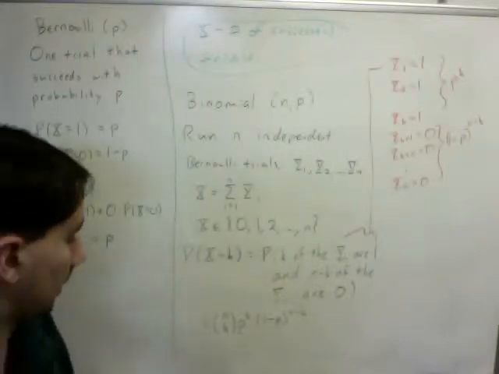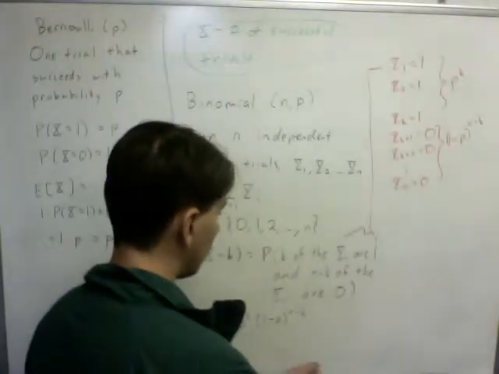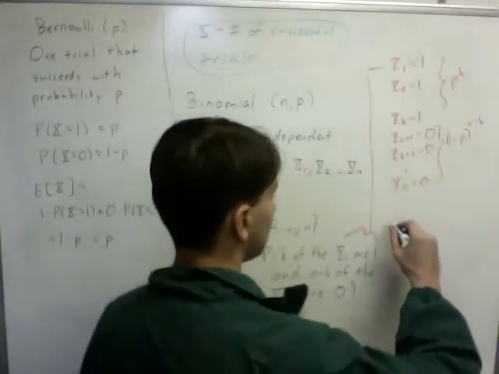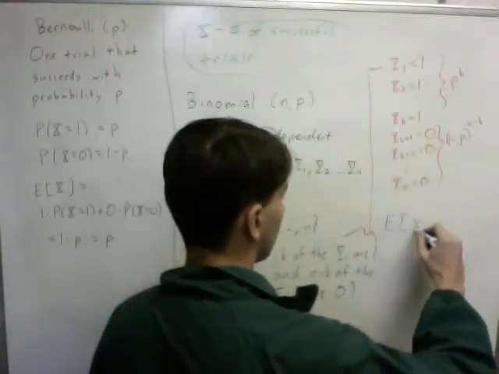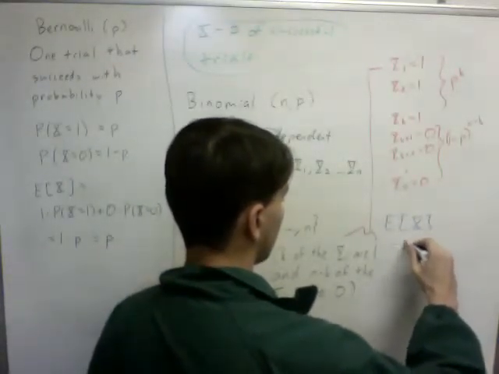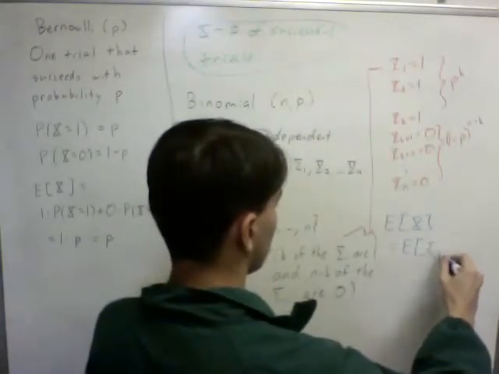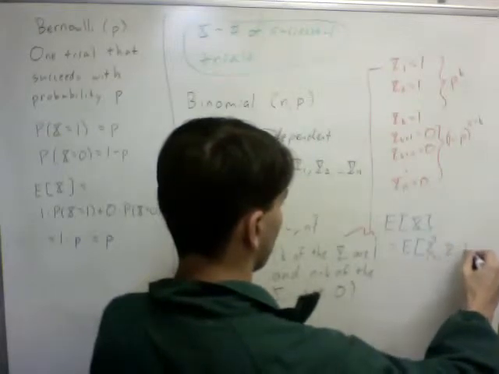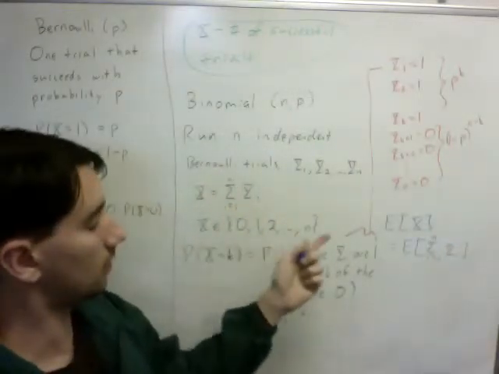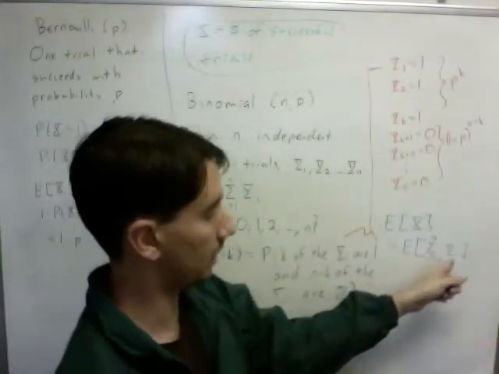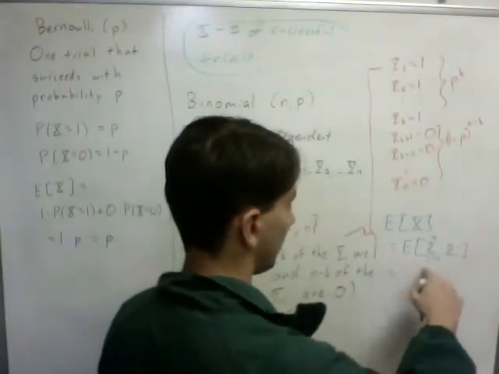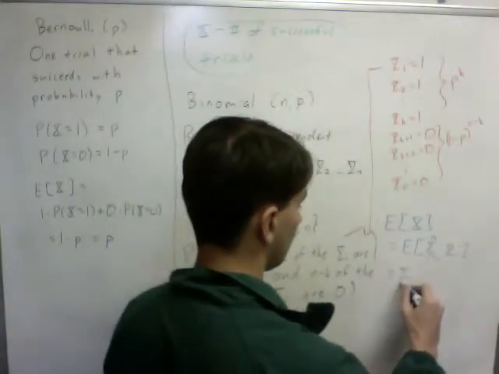Oh, and we should compute the expected value. So the expected value of X, I think maybe the easiest way to do this is substitute. It's the expected value of the sum from i equals 1 to n of Yi. Because these two things are equal, so I can just substitute. Now, use the linearity of expectation. If we have a sum here, I can bring the expected value inside the sum.